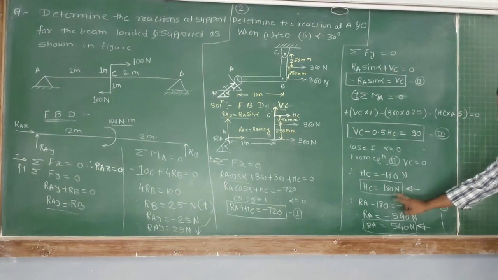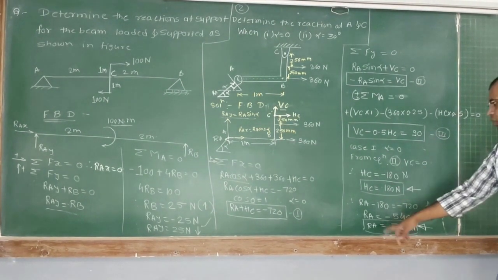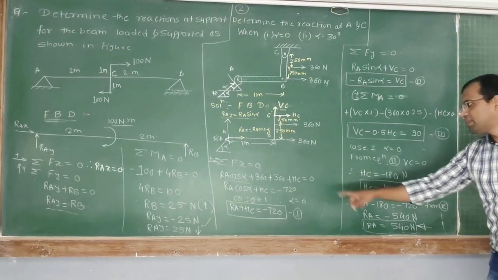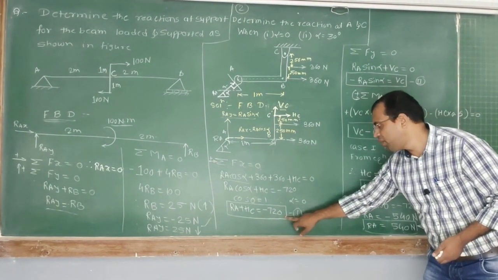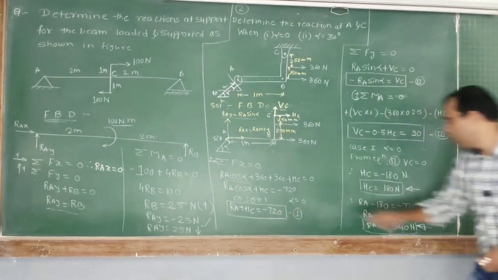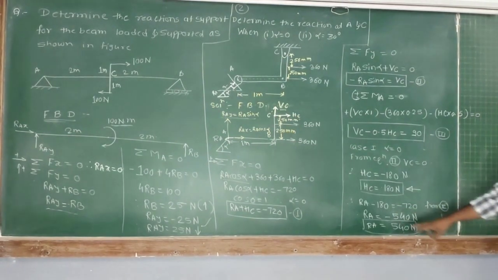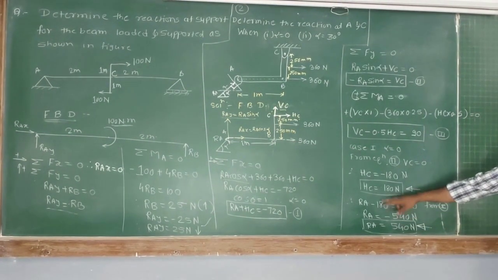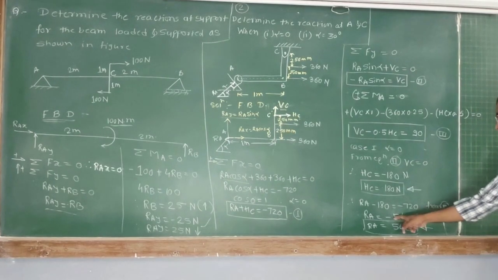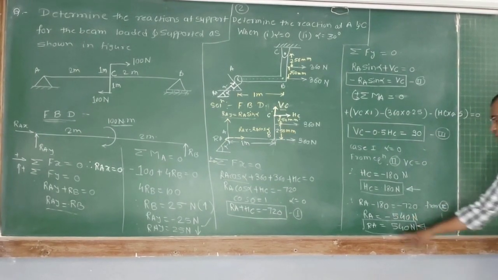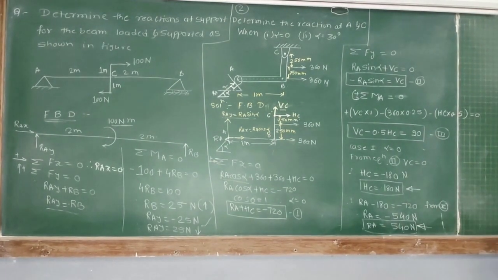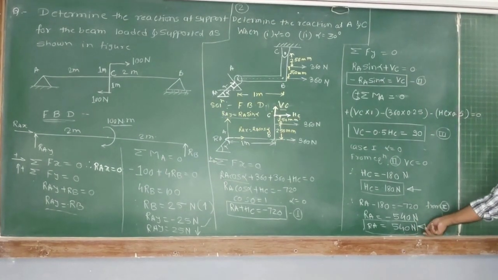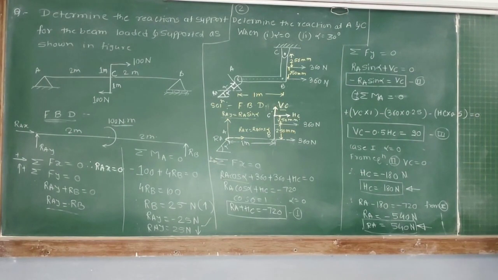Now substitute this value in equation number 1. What is equation number 1? RA plus HC is equal to minus 720. So RA minus 180 is equal to minus 720. So RA is equal to, if you take 180 on the right hand side, plus, so that is minus 540 Newton. So you will get the value of RA as 540 Newton minus, so the assumed direction is wrong and RA is towards the left. Therefore I have changed the sign convention in the last answer.